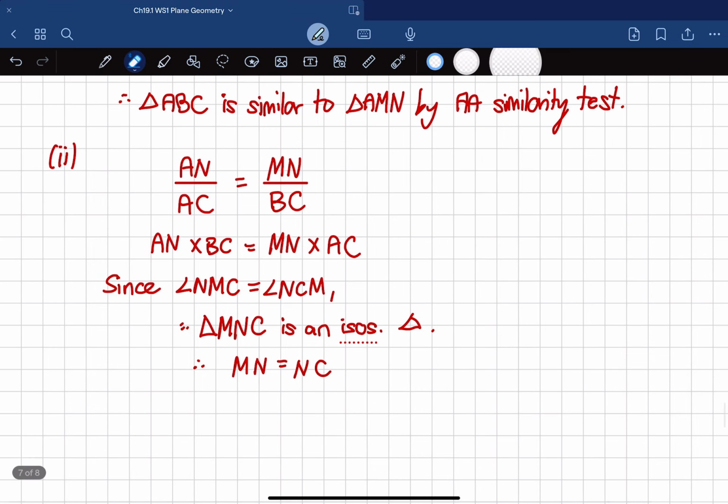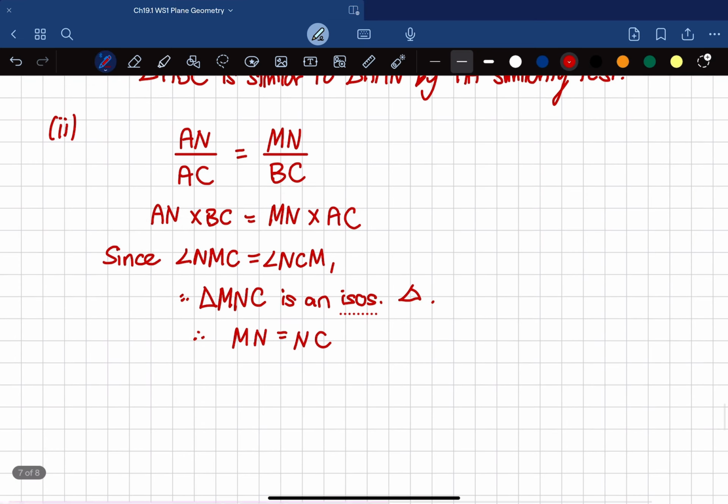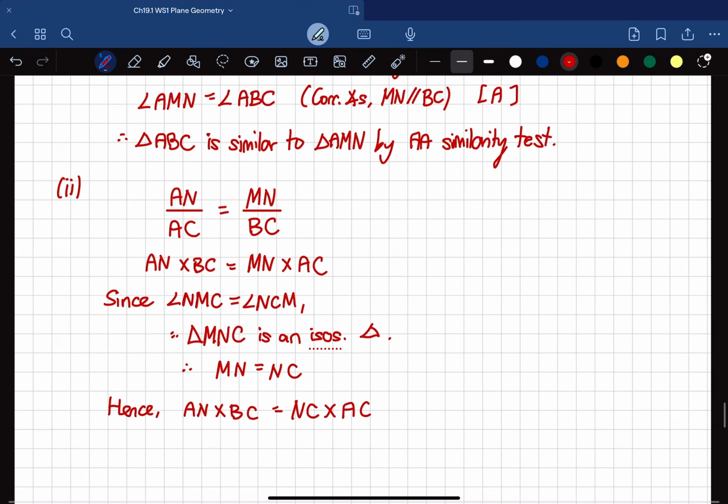Therefore, substituting back into the original equation, I can obtain that AN times BC is equal to, instead of MN, NC times AC. And I have proven what the question wants us to find. Please remember to write "proven" to tell the marker that you are done at this part and we have shown what the question wants you to find.